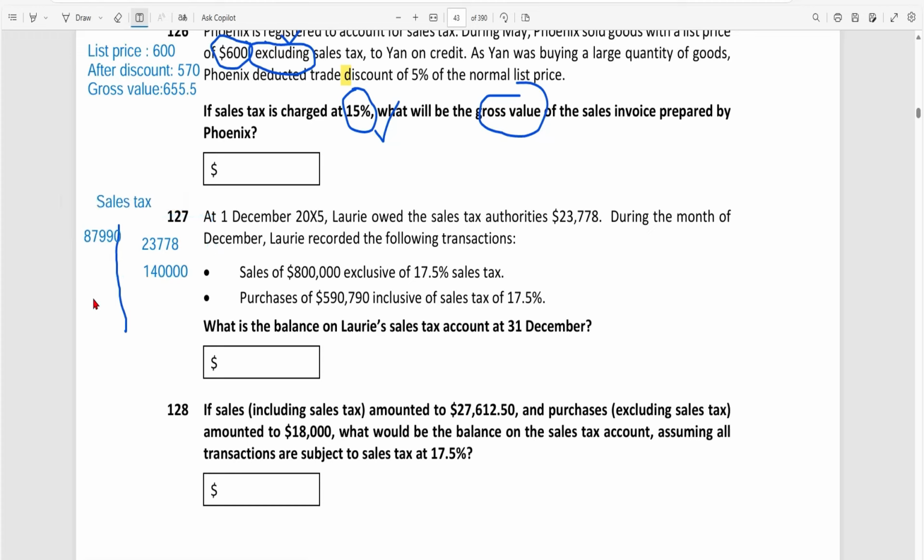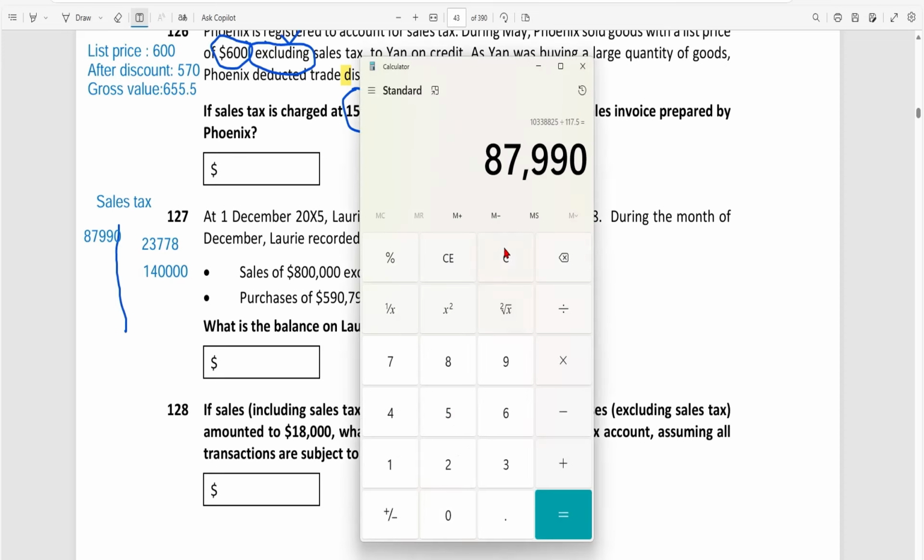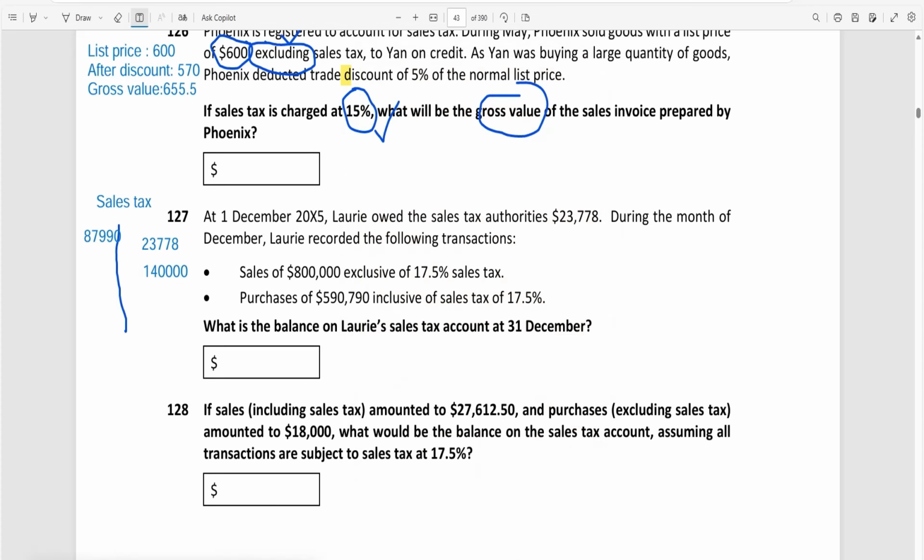Okay, so if we look at this ledger, the credit side is more than the debit side. So that means we need to pay to the tax authorities. The question is asking what will be the balance as on 31st December. So if we add the credit side, we will have 237,788, then we add 140,123, then we deduct 87,990. It will give the value of 289,921. This will be the final answer.